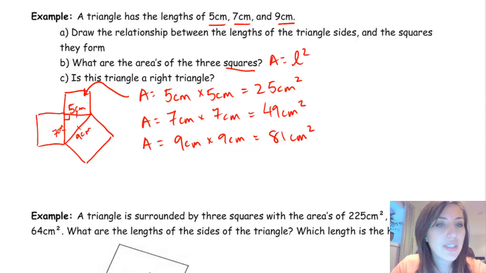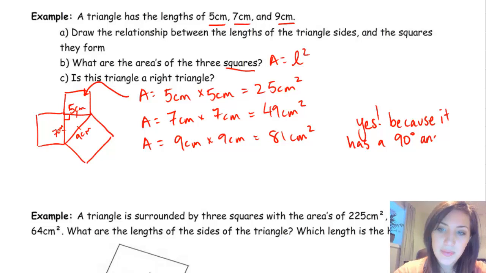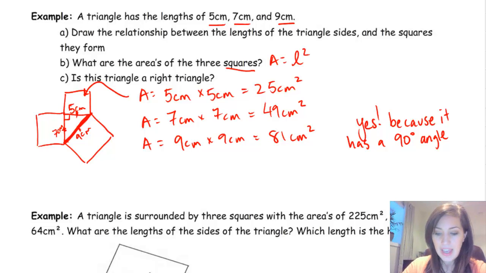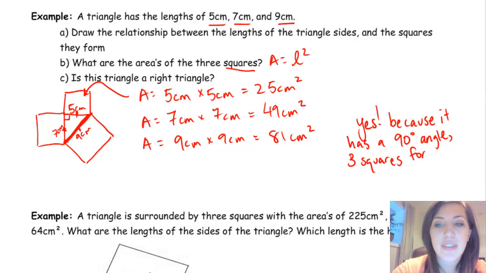And the last question, C, is this triangle a right triangle? Yes. And now we have to say because it has a 90-degree angle and it has two shorter sides called legs and one longer side called the hypotenuse, and three squares form around it. So I'm going to say yes because it has a 90-degree angle, three squares form around it.